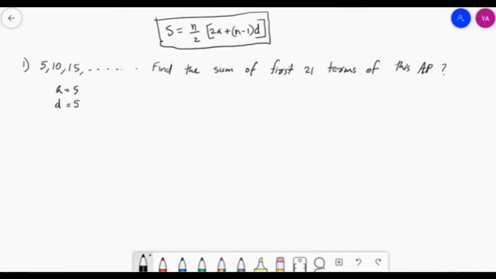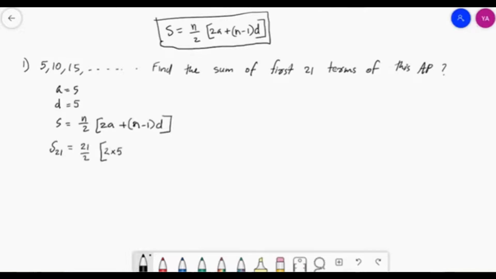So write S equals n by 2 times (2a plus (n minus 1)d). If you don't use this, you will forget. You want to use this formula always. So we are writing S21, the sum up to the 21st term. S21 equals, you apply 21 in place of n, so 21 by 2 into 2a. What would be 2a? 10, yes, 2 into 5.